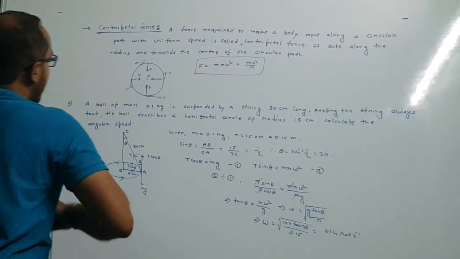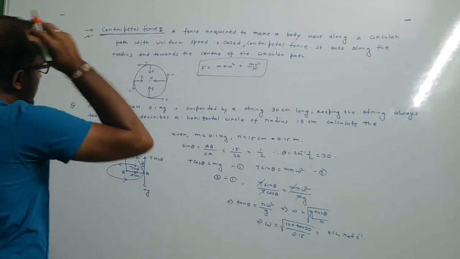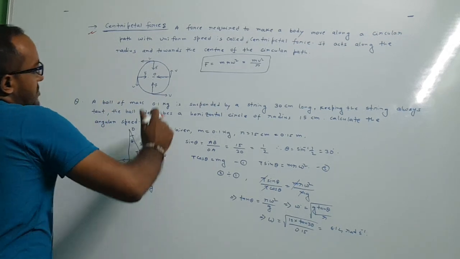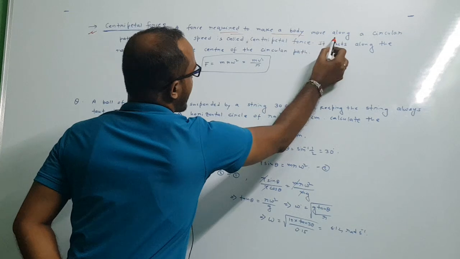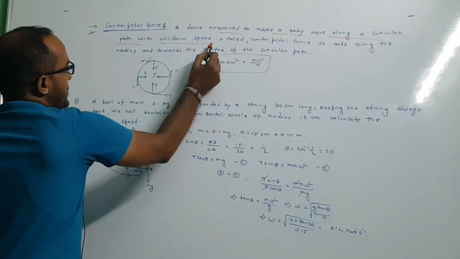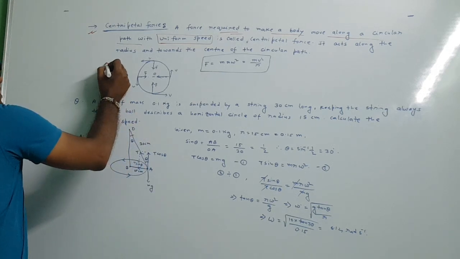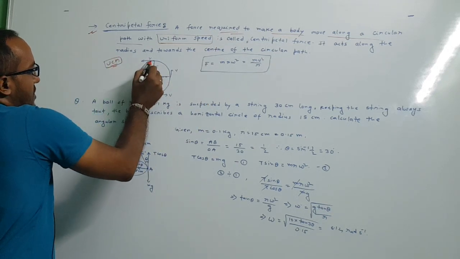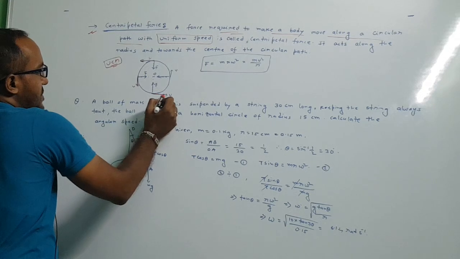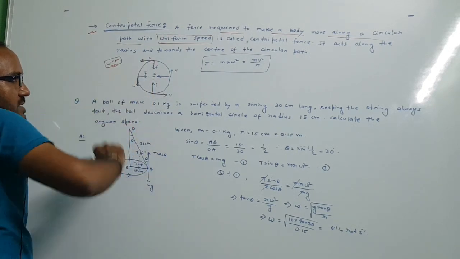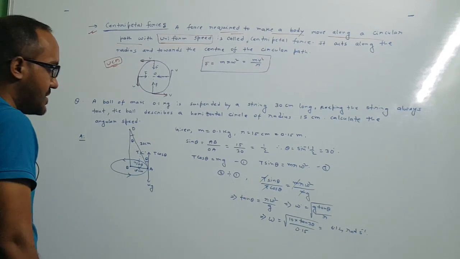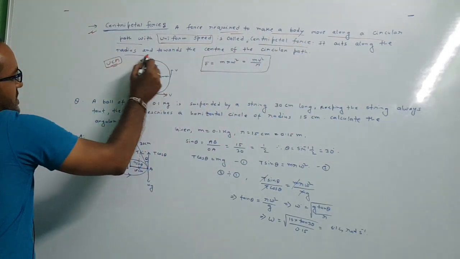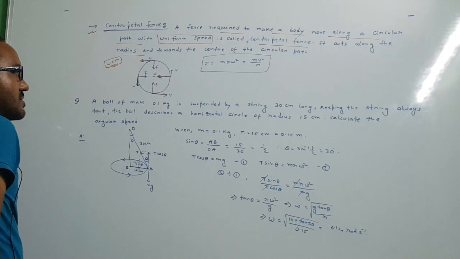So let us move forward to our next topic, that is centripetal force. It will be required in our banking of road and cyclist type problems. Centripetal force is the force required to make a body move along a circular path with uniform speed. With uniform speed, that means it falls under uniform circular motion, UCM. In uniform circular motion, the magnitude of velocity is always the same, but the direction changes. It acts along the radius, so its direction will always be towards the center. That's all you have to remember.